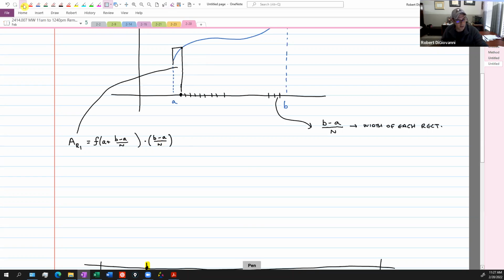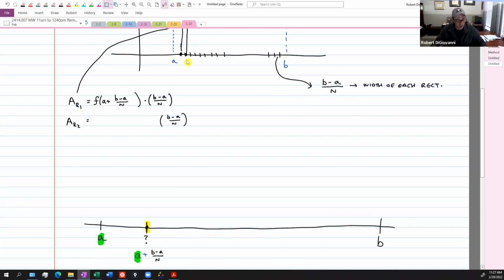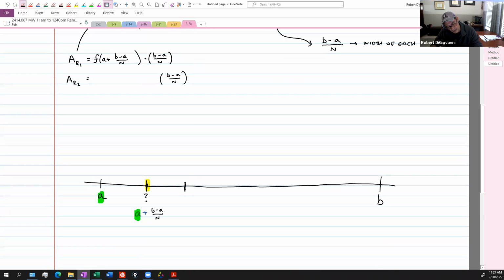Let's talk about the second rectangle. Area of rectangle 2. Well, it again will have B minus A over N because that's how wide it is. That's the width of it. But the height, now we're at this second endpoint, we go up, we go over, we go down, right? Let's look at that on this number line. Let's say this is the second point. Well, isn't it just this point with another width added to it? Isn't it just this one with one more of these B minus A over N's added? Right?